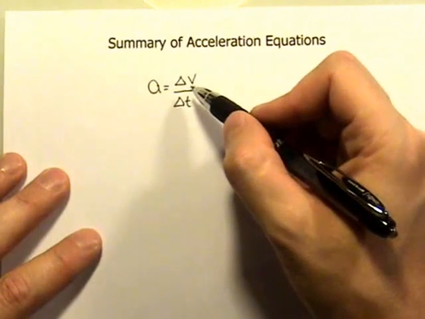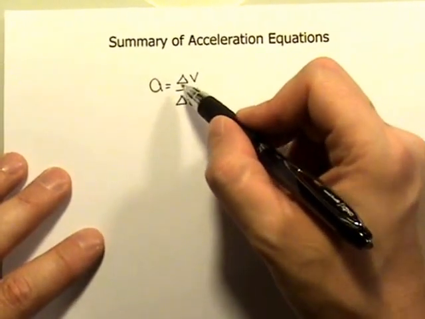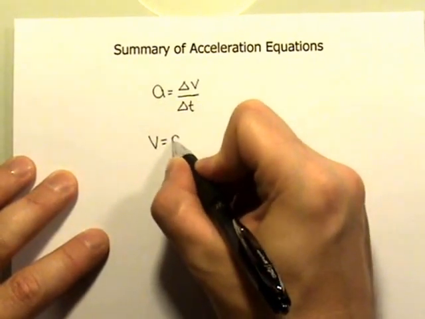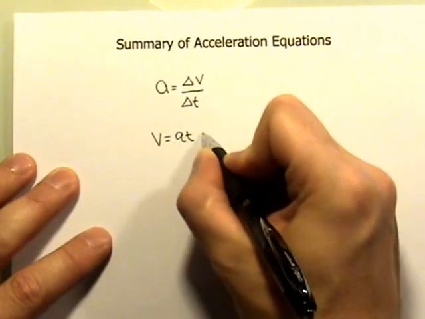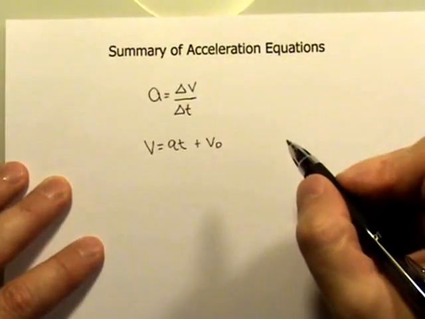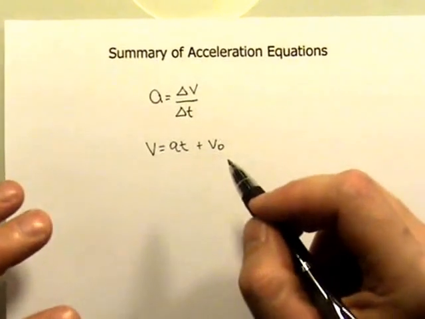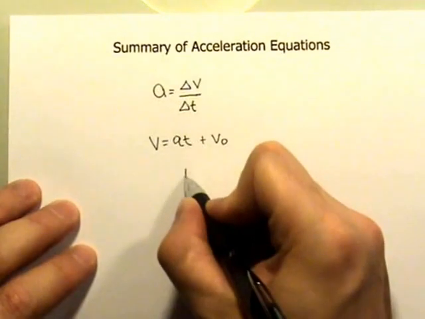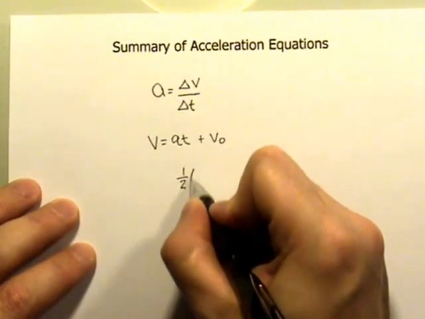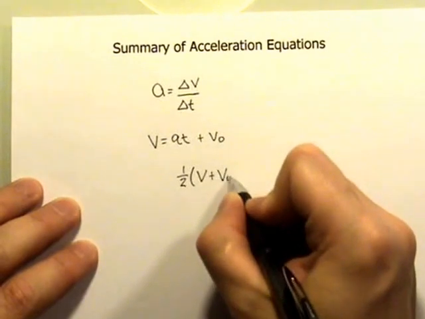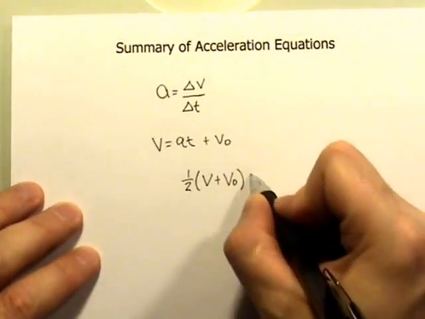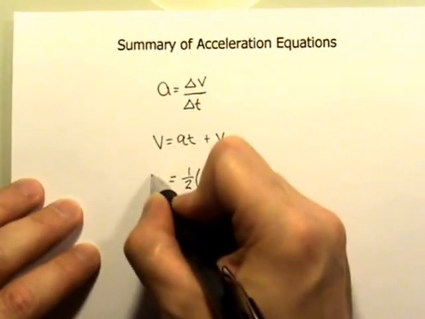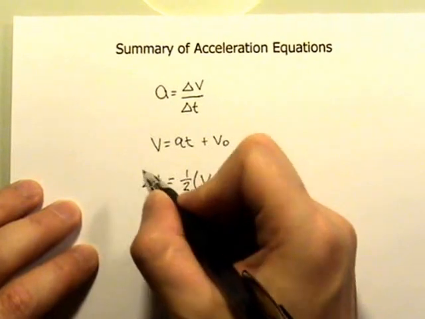Now remember what we did with that equation. We took the delta v part and broke it into v minus v naught, and that gave us this equation, that v was equal to at plus v naught. We took a different approach to looking at average velocity, in which we simply added the two velocities and then multiplied that by the time in order to get the displacement.